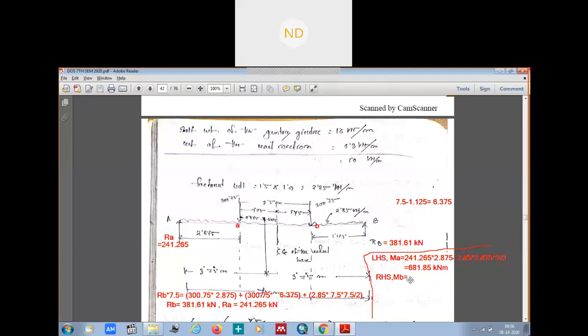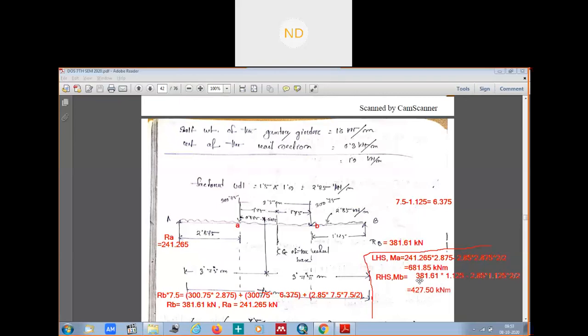Moment at B, if we do RB into this distance, same. RB was how much? RB was 240, oh sorry, RB is 381.61, into this distance 1.125, minus, same thing, this load 2.85 into 1.125 whole square by 2. So we got our moment MB to be 427.50 kilonewton meter after calculation.